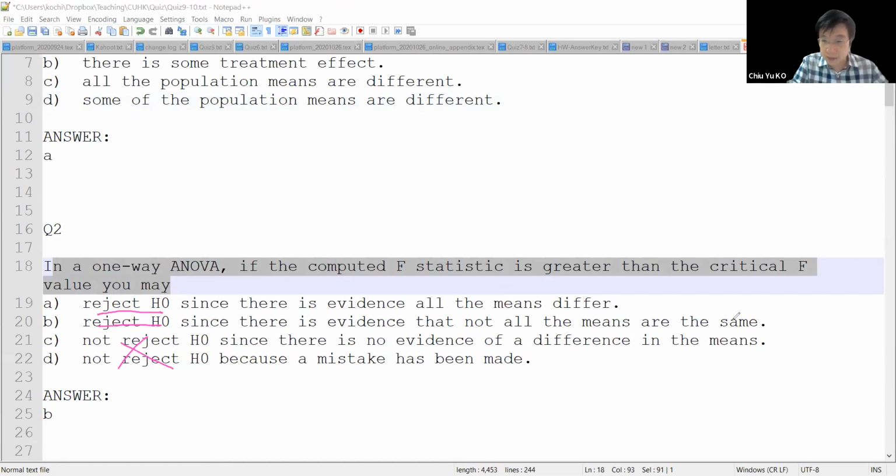I think there's a typo in the uploaded question, then it will be different. But it should be not all the same. Not all means differ, only some means may differ. So not all the same. That is what it is.